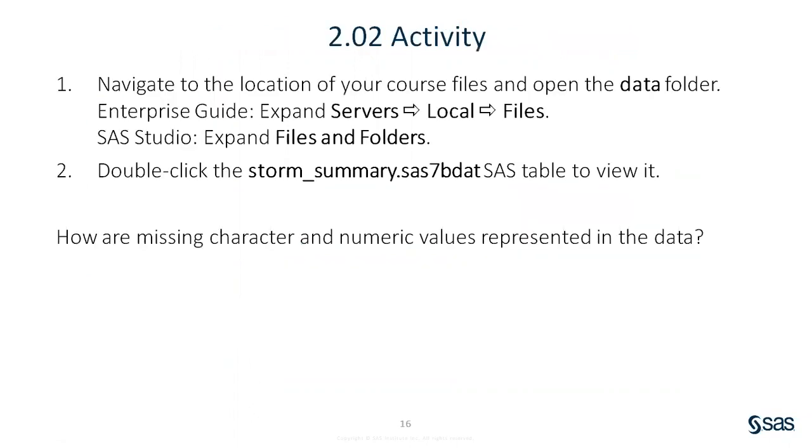Okay. Now you have an activity here. It's telling you to navigate to the location of your course files and open the data folder. So we are working in SAS Studio. Expand files and folders. It's telling you to double click the storm summary data set or data table and view it. It asks how missing character and numeric values are represented in the data.